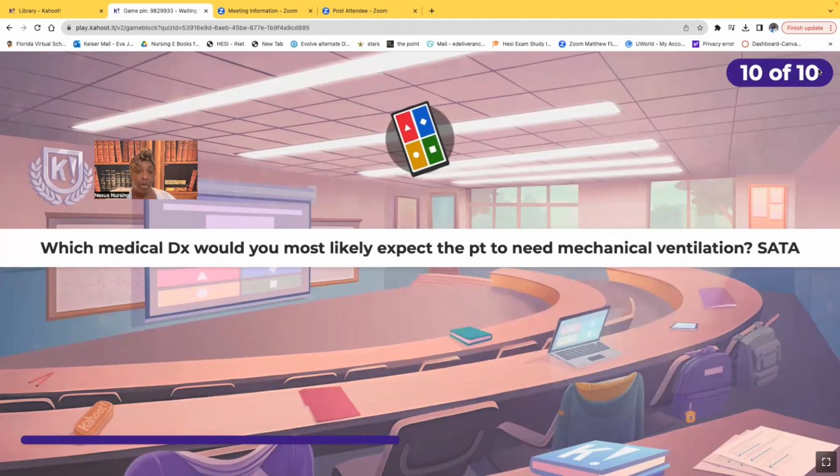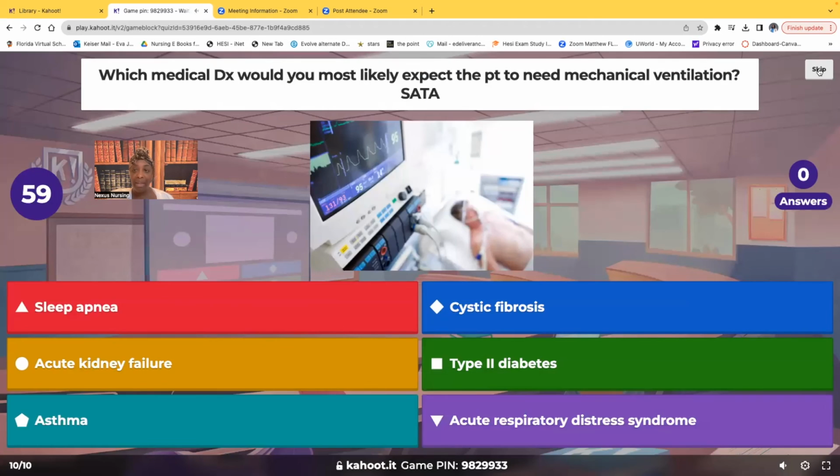Which medical diagnosis would you most likely expect the patient to need mechanical ventilation? Select all that apply. So what medical diagnosis would the patient have that you would expect that patient most likely to need mechanical ventilation? Sleep apnea, cystic fibrosis, acute kidney failure, type 2 diabetes, asthma, acute respiratory distress syndrome. Out of these diagnoses, which ones would you expect this patient to need mechanical ventilation, to have to be on a vent? What do you guys think?